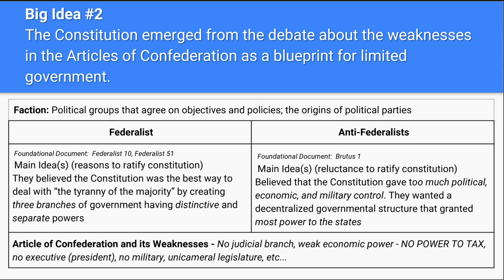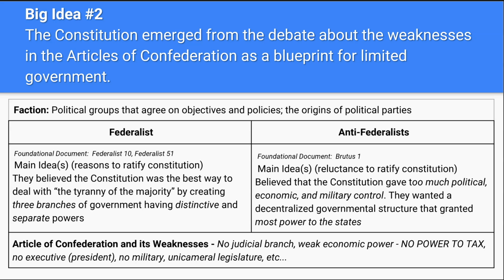Anti-Federalists, again, we really only read Brutus 1 in terms of representing the ideas of the Anti-Federalists, but indicative of their reluctance to ratify the Constitution. They believe the Constitution gave too much political, economic, and military control to a national government. They, in many ways, favored a more decentralized government structure where most of the power resided in the states. So a lot closer on that spectrum to the Articles of Confederation.